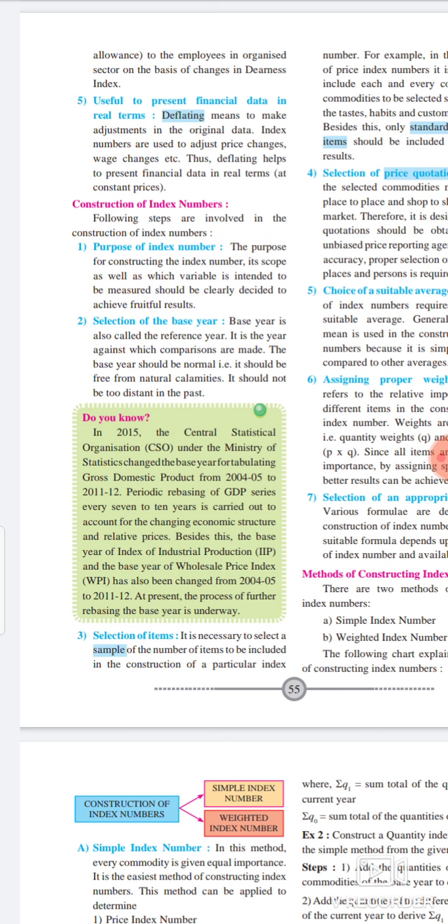So the second construction point of the index number is the selection of base year, also called the reference year. When you select the base year, the main point is that the year should be normal, free from natural calamities, and it should not be too distant in the past. The base year explains the comparison of the years.